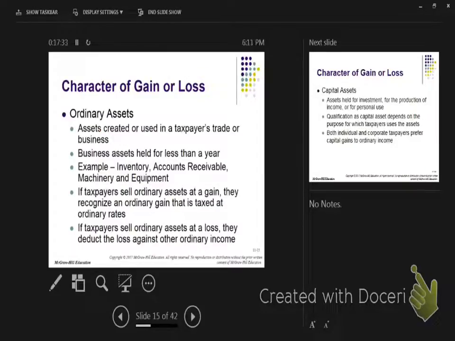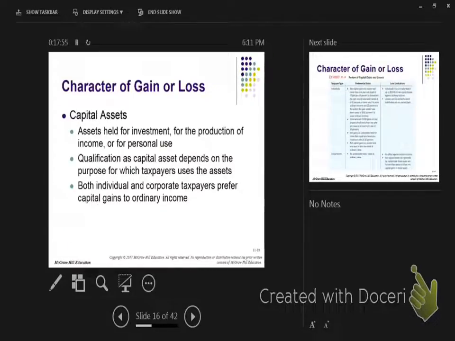So what are ordinary assets? Assets created in taxpayers' trade or business, assets held for less than a year, accounts receivable, inventory, we already said that. And we already kind of said that an asset at a gain, they realize it's ordinary gain, it's taxed at ordinary rates. Capital assets are held for more than a year. And both individuals and corporations always prefer capital compared to ordinary income because you're going to get capital tax rates, which are also always preferred.